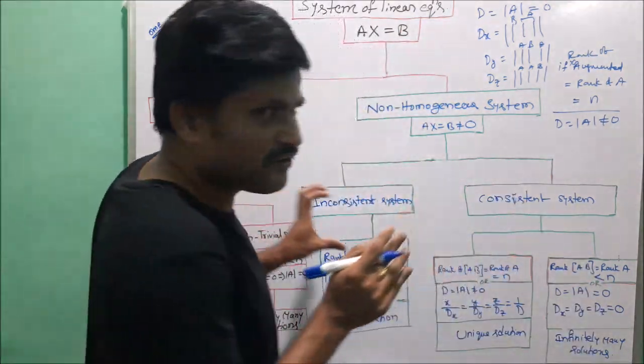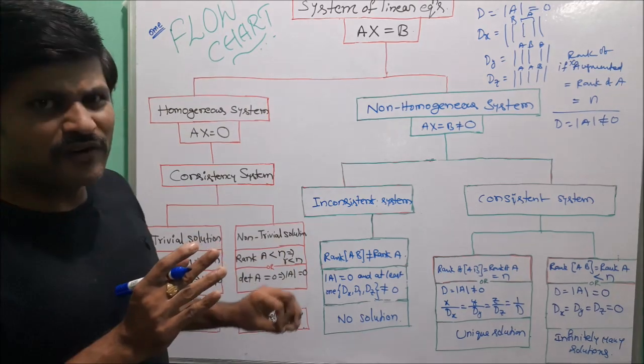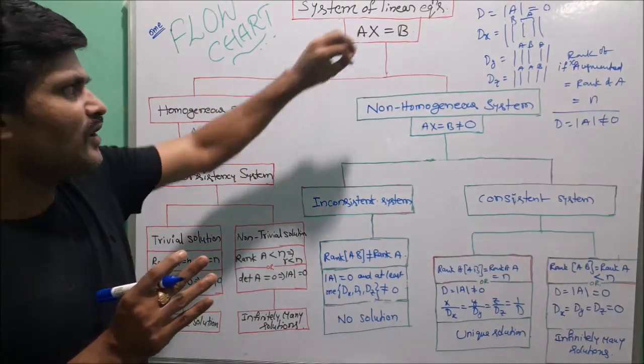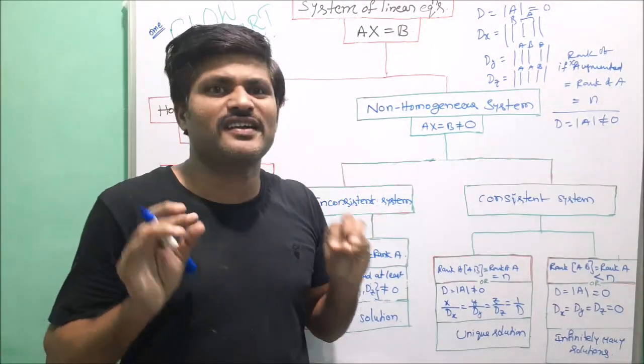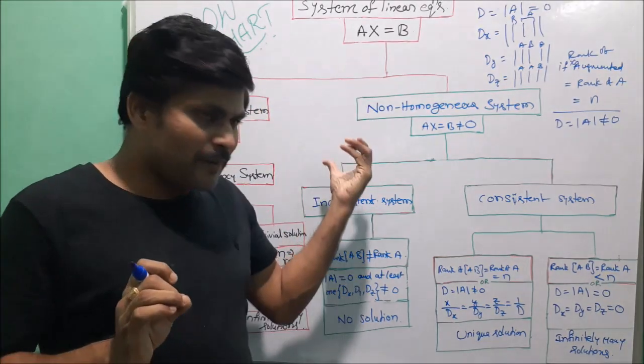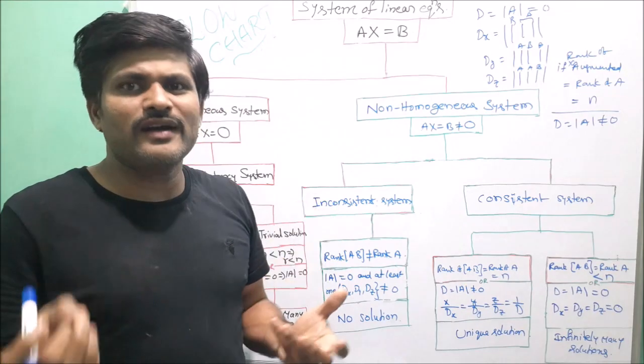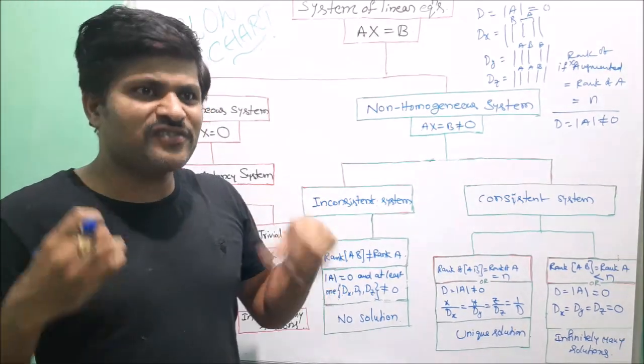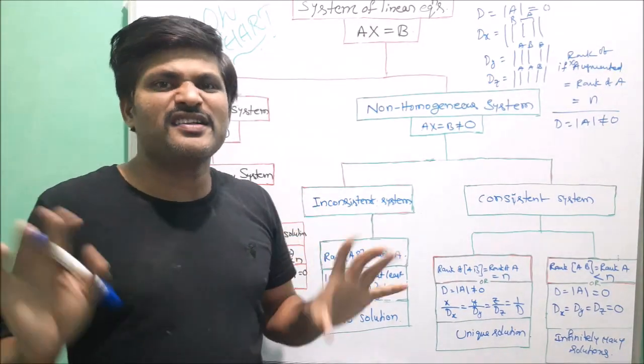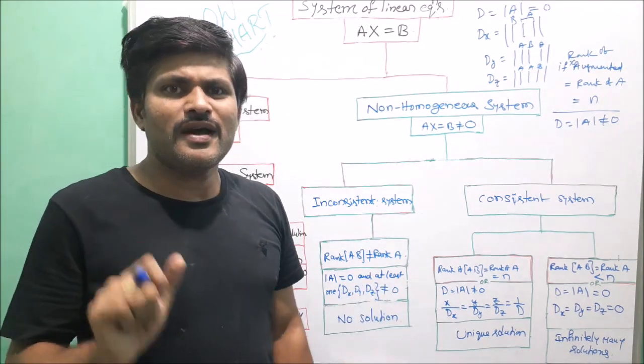So this is the procedure for the system of linear equations, which is the flowchart of consistent and inconsistent systems. Now, applying this concept to the given systems, we can find solutions or test for consistency of any given system. This is the process.